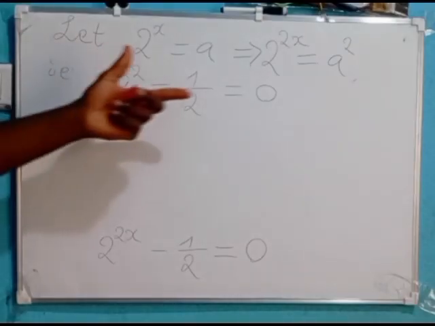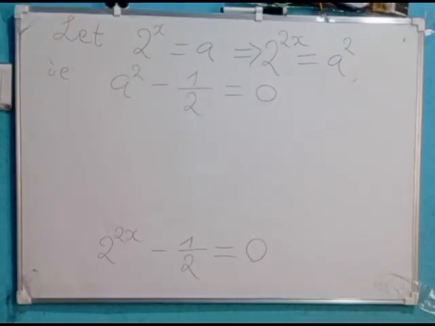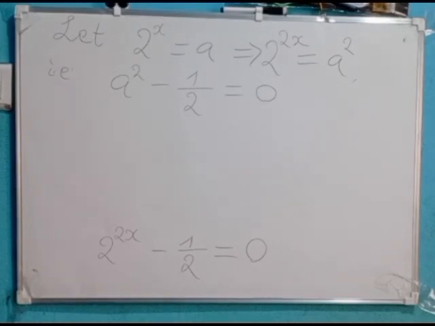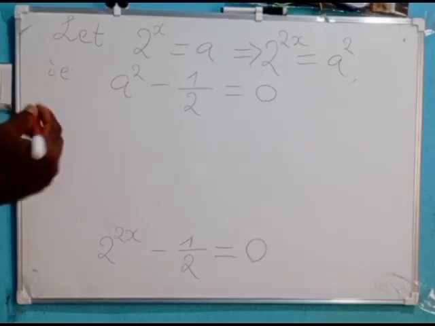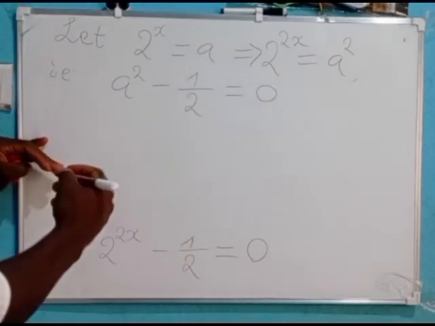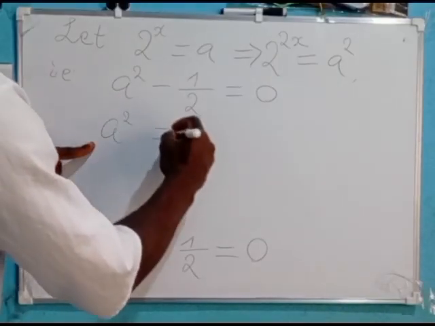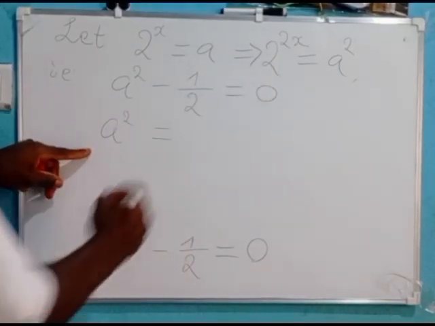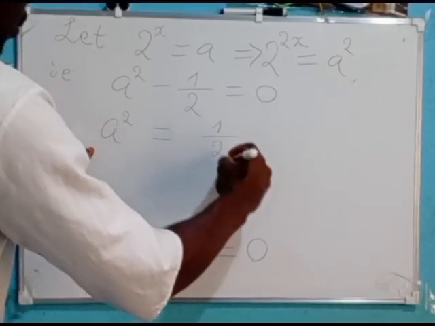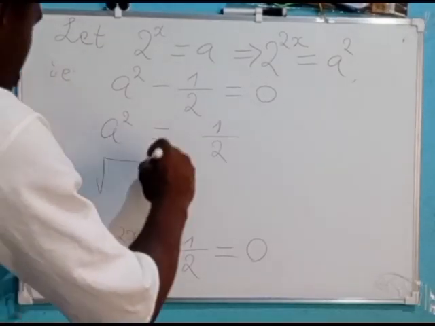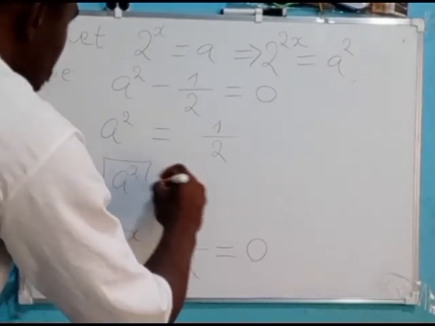This is a quadratic equation of which we can easily solve for a. Let's solve for a. A squared minus a half is equal to 0. Then a squared will simply be equal to, if you transfer a half to the right hand side, it becomes positive. Next step, we need to eliminate the square from a. We are going to take square root on both sides.